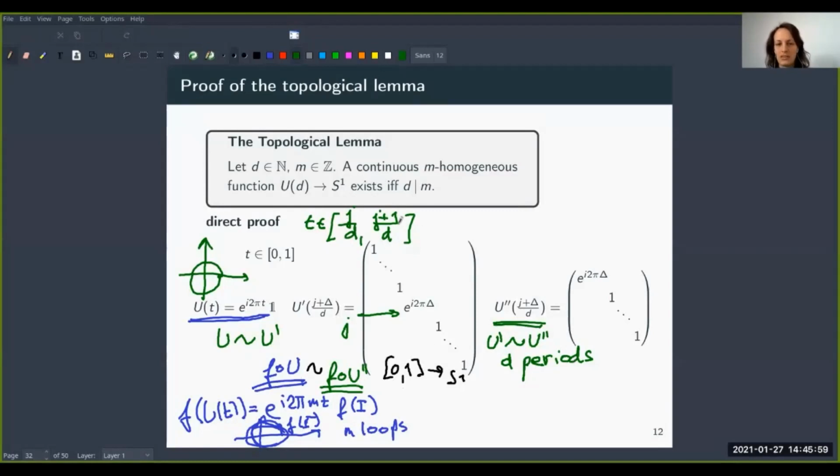And if on each interval on the circle it makes k loops, then in the entire 0, 1 interval it will make kd loops. Now, different numbers of loops on the circle cannot be homotopic. This is just another way to say that the fundamental group of the circle is Z generated by one element. So this must be the same in order to be homotopic. We must have that M is equal to kd, or that d divides M, which completes the proof.